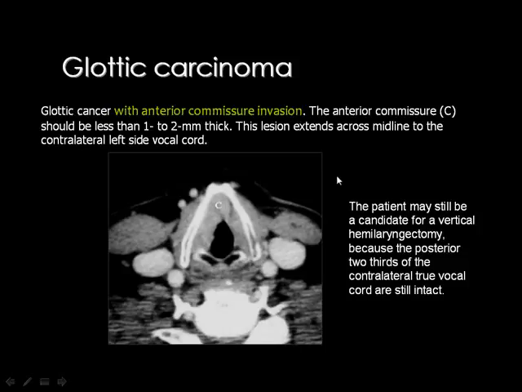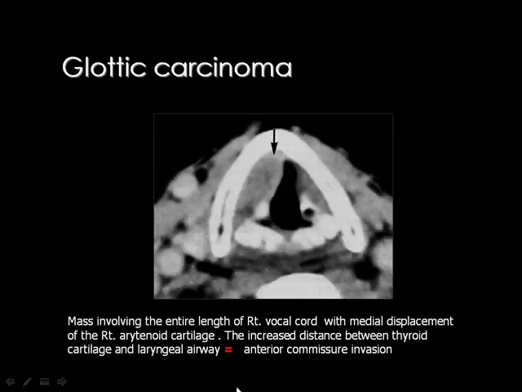Then we come to the glottic cancer, and this is the case of right-sided glottic carcinoma infiltrating the true vocal cord as well as invading the anterior commissure. You know that the thickness of the anterior commissure should not exceed 2 mm. The distance between air and the cartilage should not exceed 2 mm. If it is wide like this, you know that the anterior commissure has been infiltrated. Another case of right-sided true vocal cord invasion and infiltration or extension into the anterior commissure as seen by CT scan.